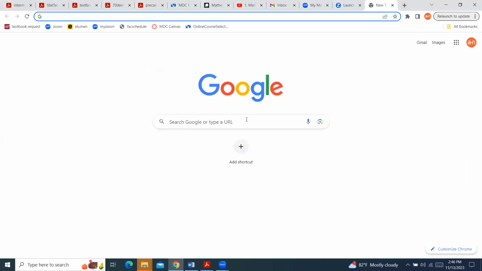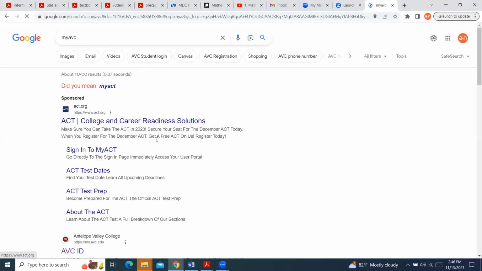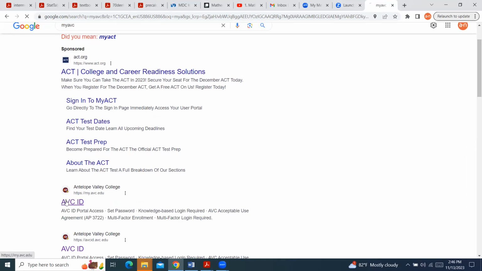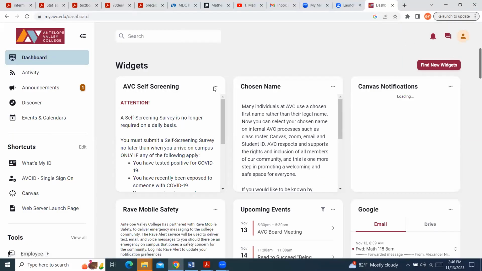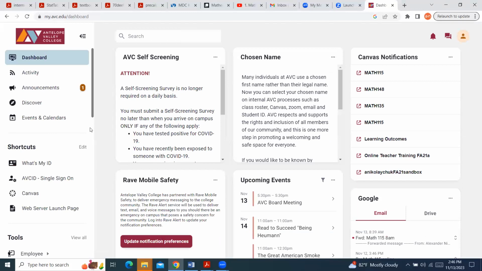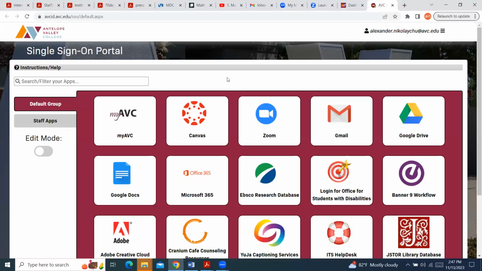So if you log into, say, my AVC website here, there is a menu. There are lots of choices here. Where are they? They just keep changing these pages. Let me find it. Is that single sign in? Yeah, here's what you usually get to, like that single sign in portal.